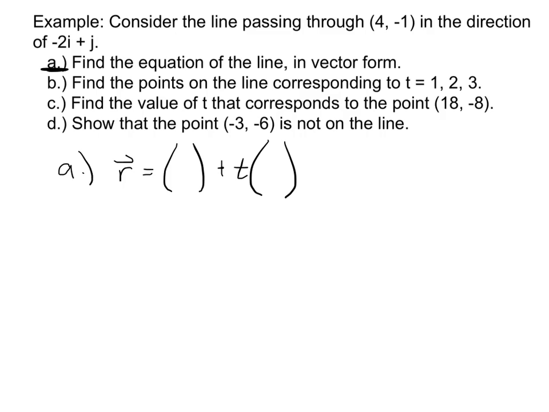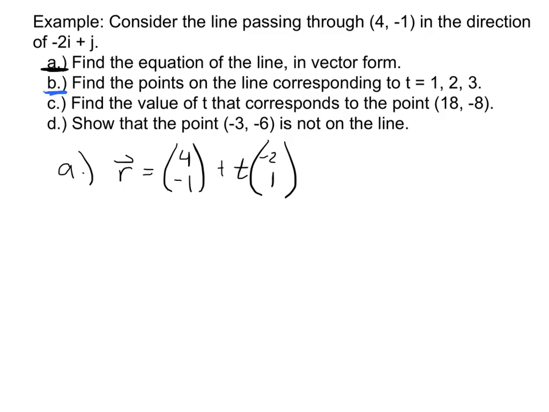The position vector for the point that I have is 4, -1. The directional vector will be -2, 1, and you're done. That's the equation of the line. They gave me a directional vector in ij form, I just wrote it in column form. They gave me a point, I wrote the position vector of that point, and we're done. That's part A.